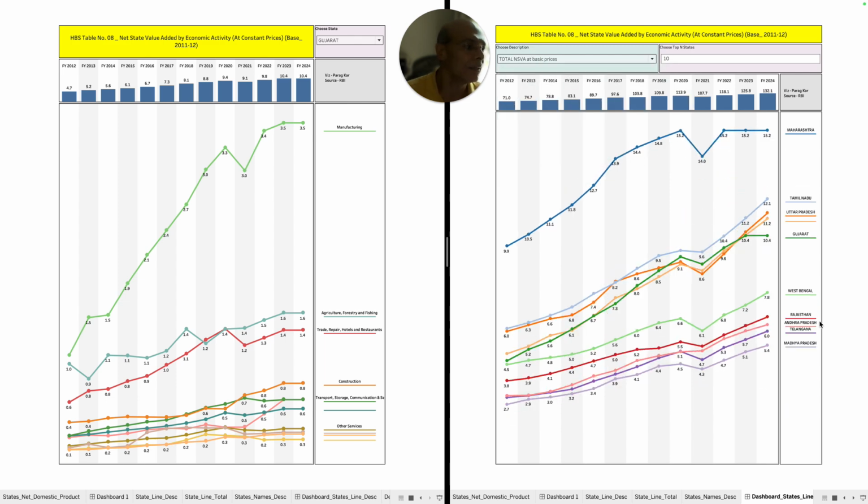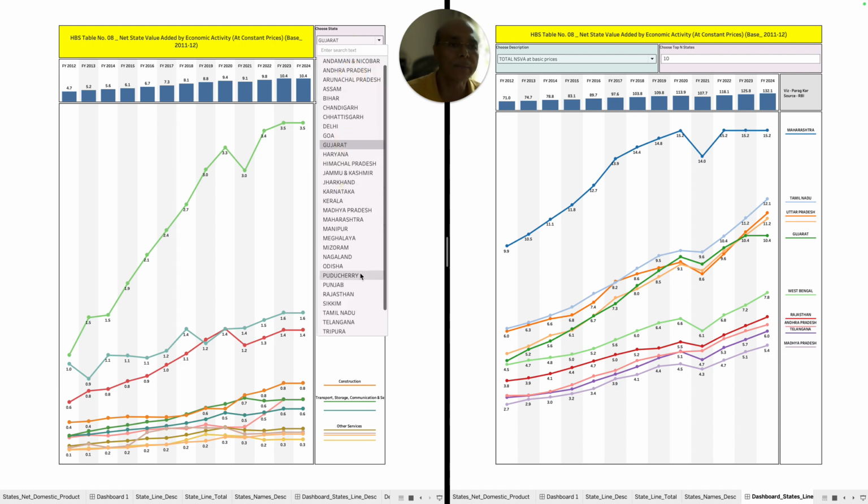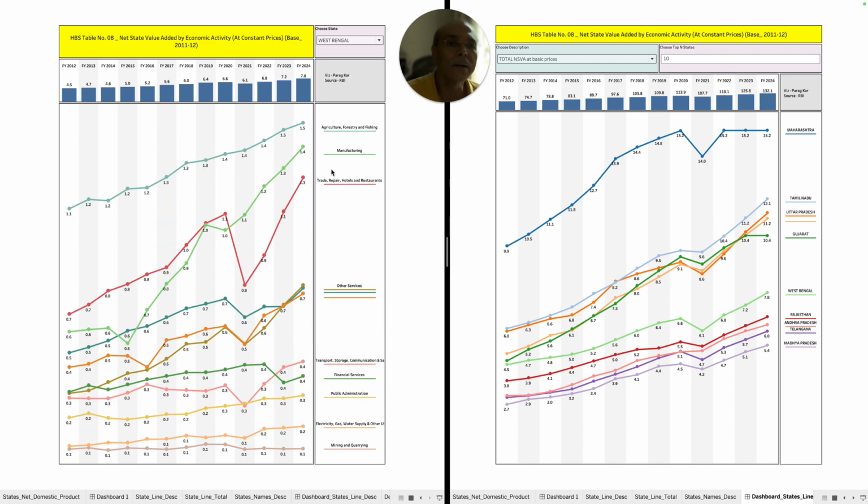Then we have got West Bengal. So let's look at West Bengal. You'll find that in West Bengal, we have agriculture, forestry and fishing as the top, manufacturing is second, and trade and repair is third, right? So this is in net the various economic activity, and you can pause the video and have a look at the various activities, because I've shown each and every dimension of it. You can pause and have a look at how the states have performed.